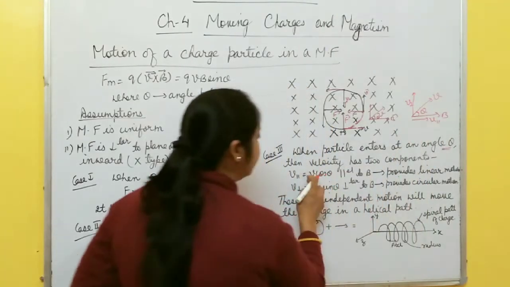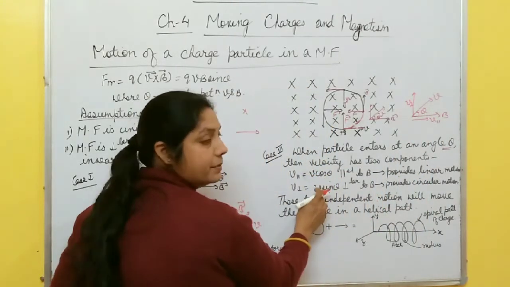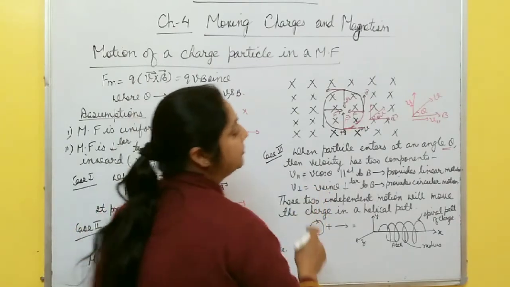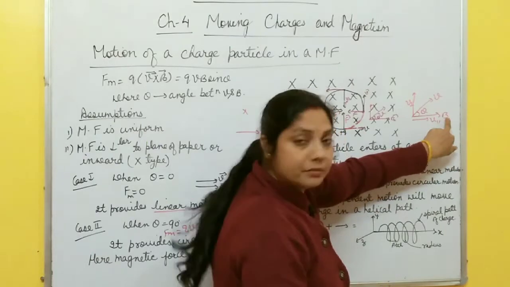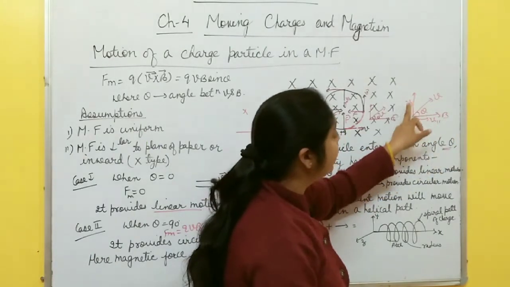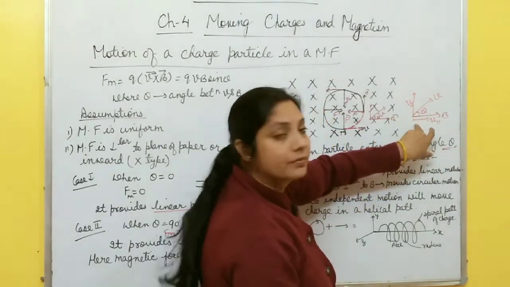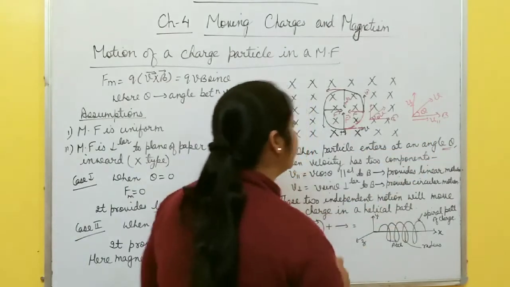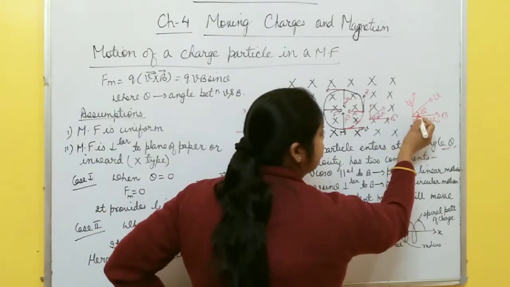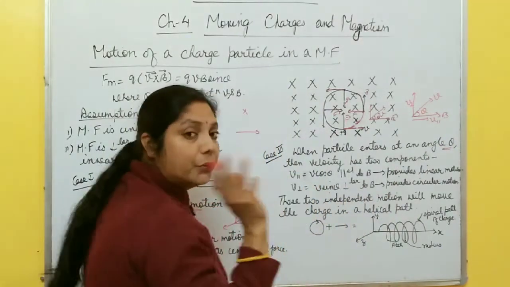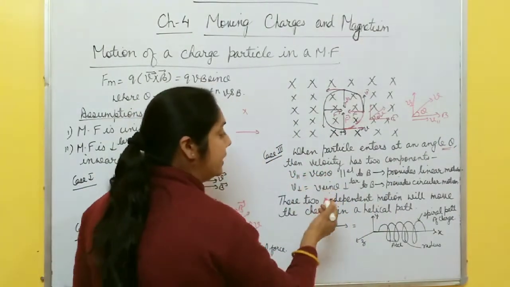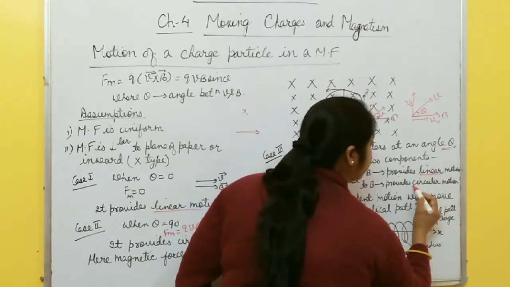V parallel means V cos theta. V perpendicular means V sin theta. And you know, V parallel provides what? Linear motion. It is along B. And V perpendicular, meaning V sin theta, provides circular motion. So when a particle enters at some angle theta with B, there are two independent motions: one is linear and one is circular.